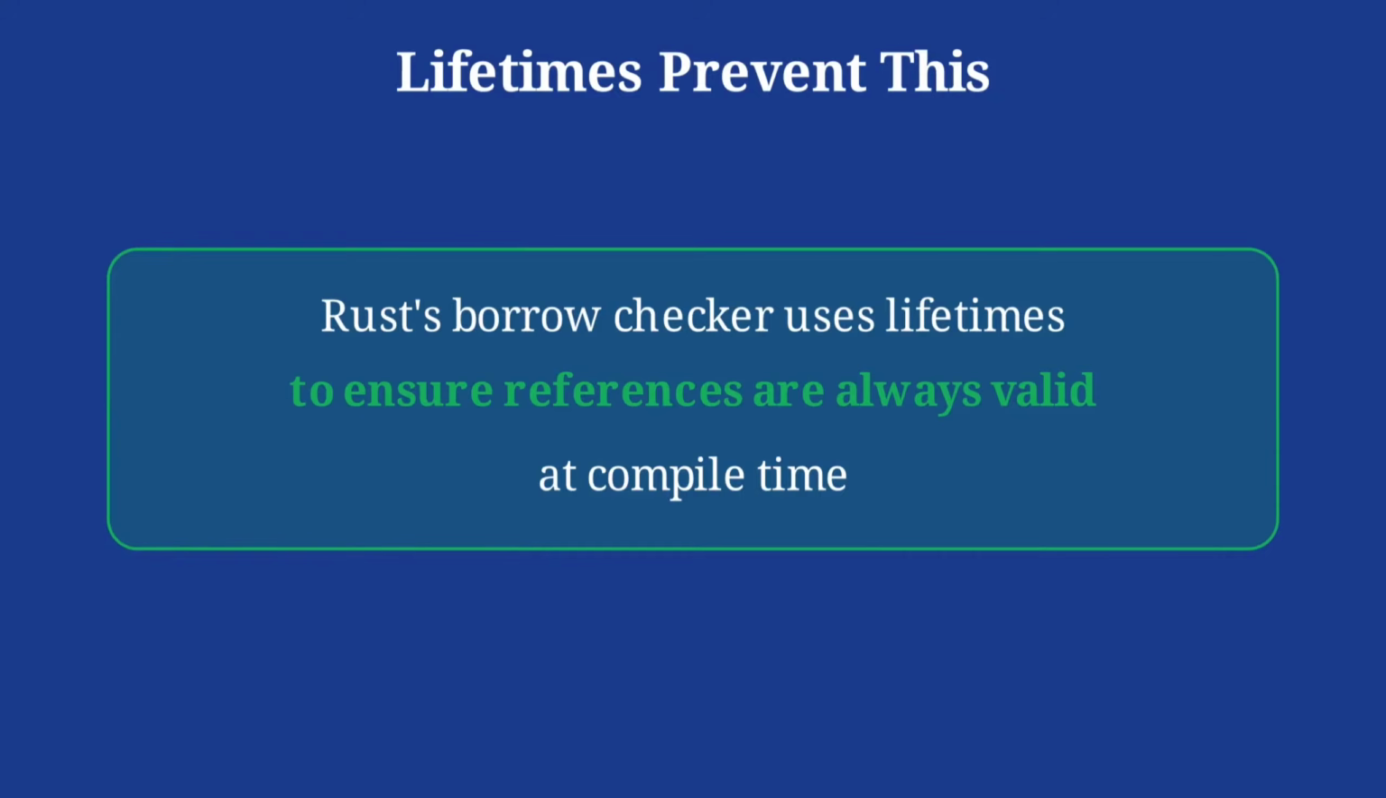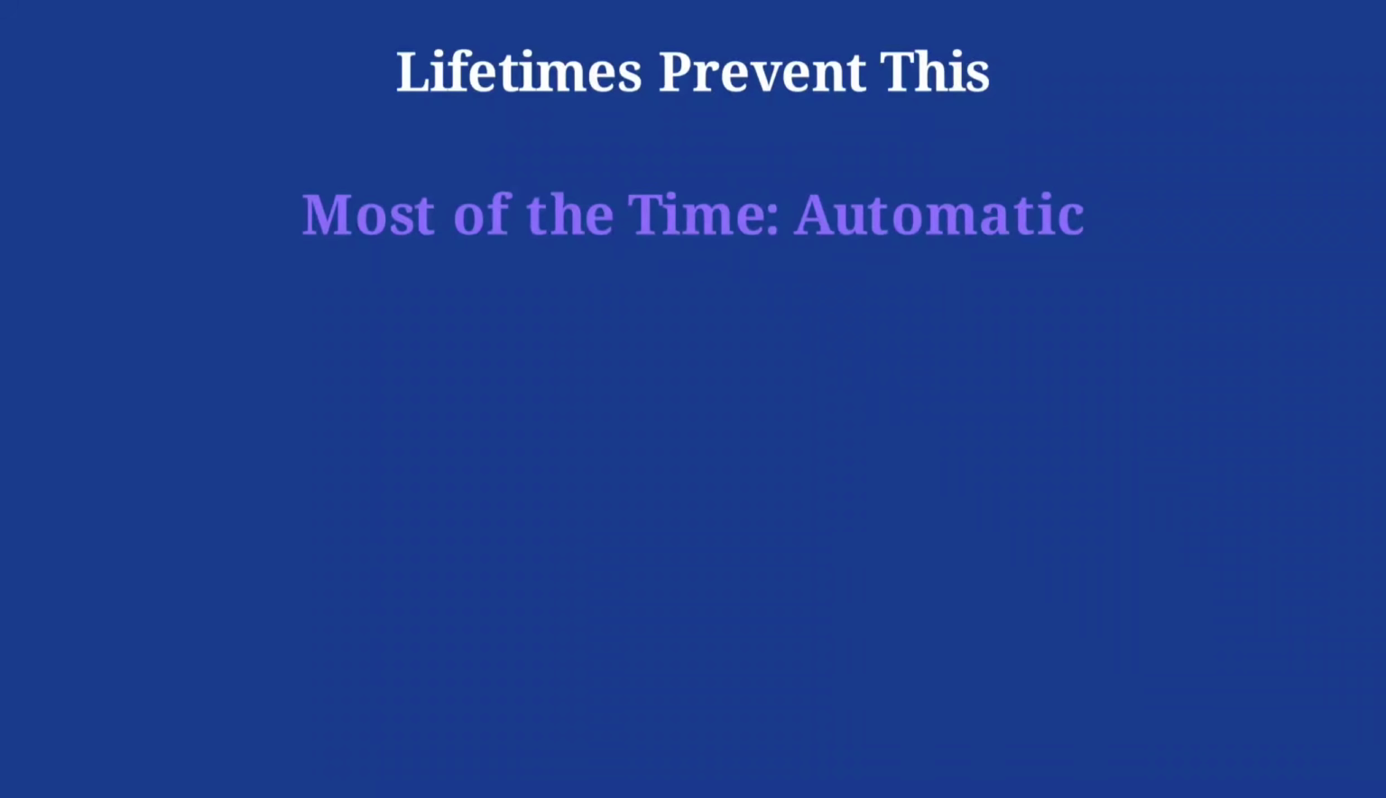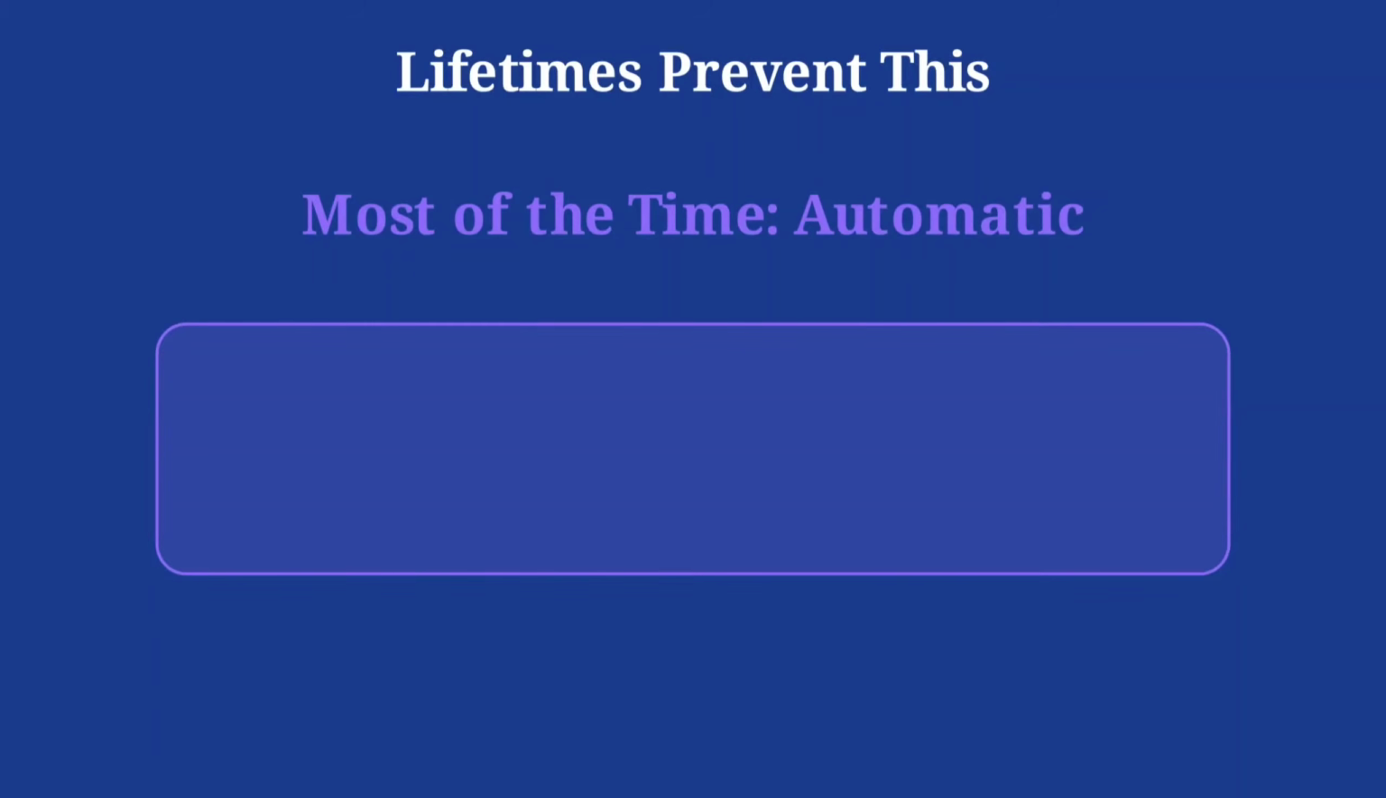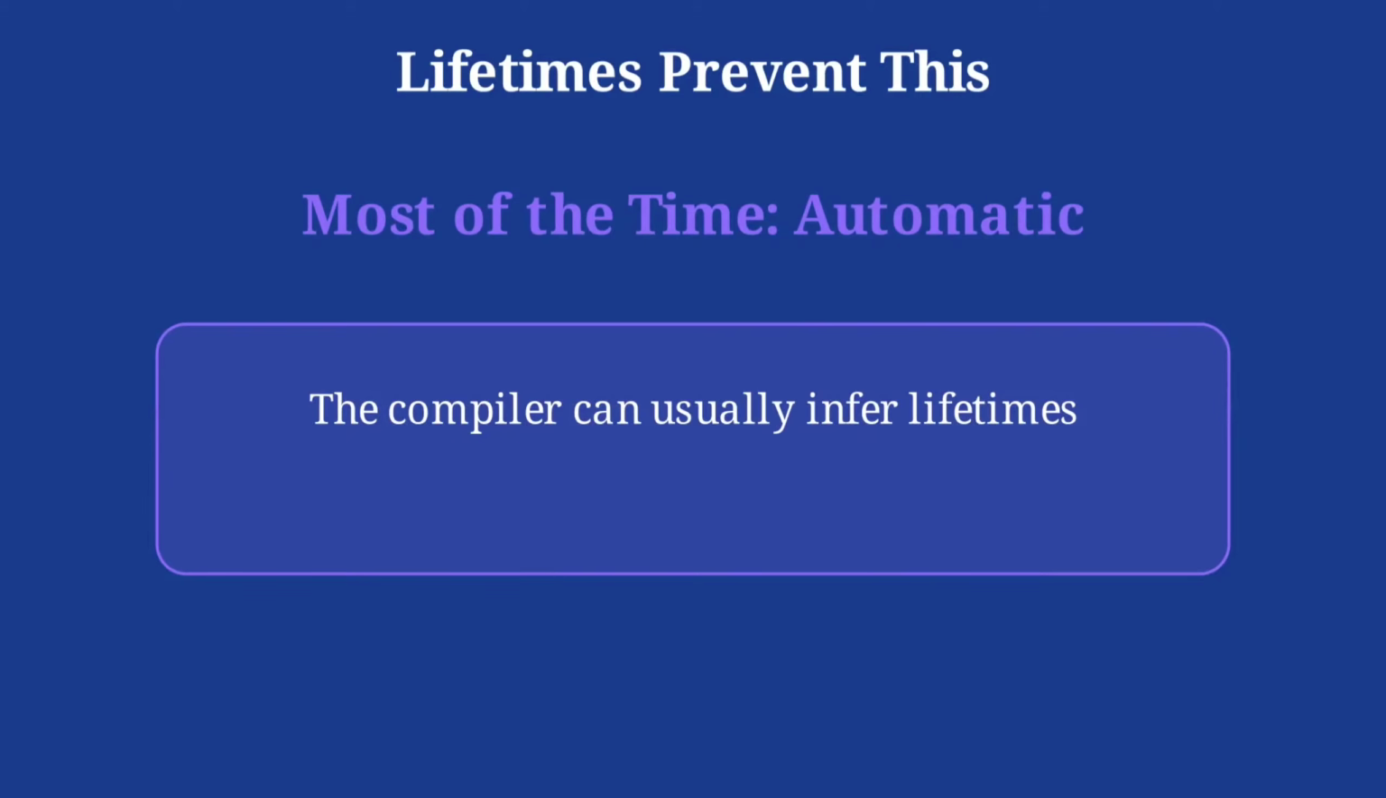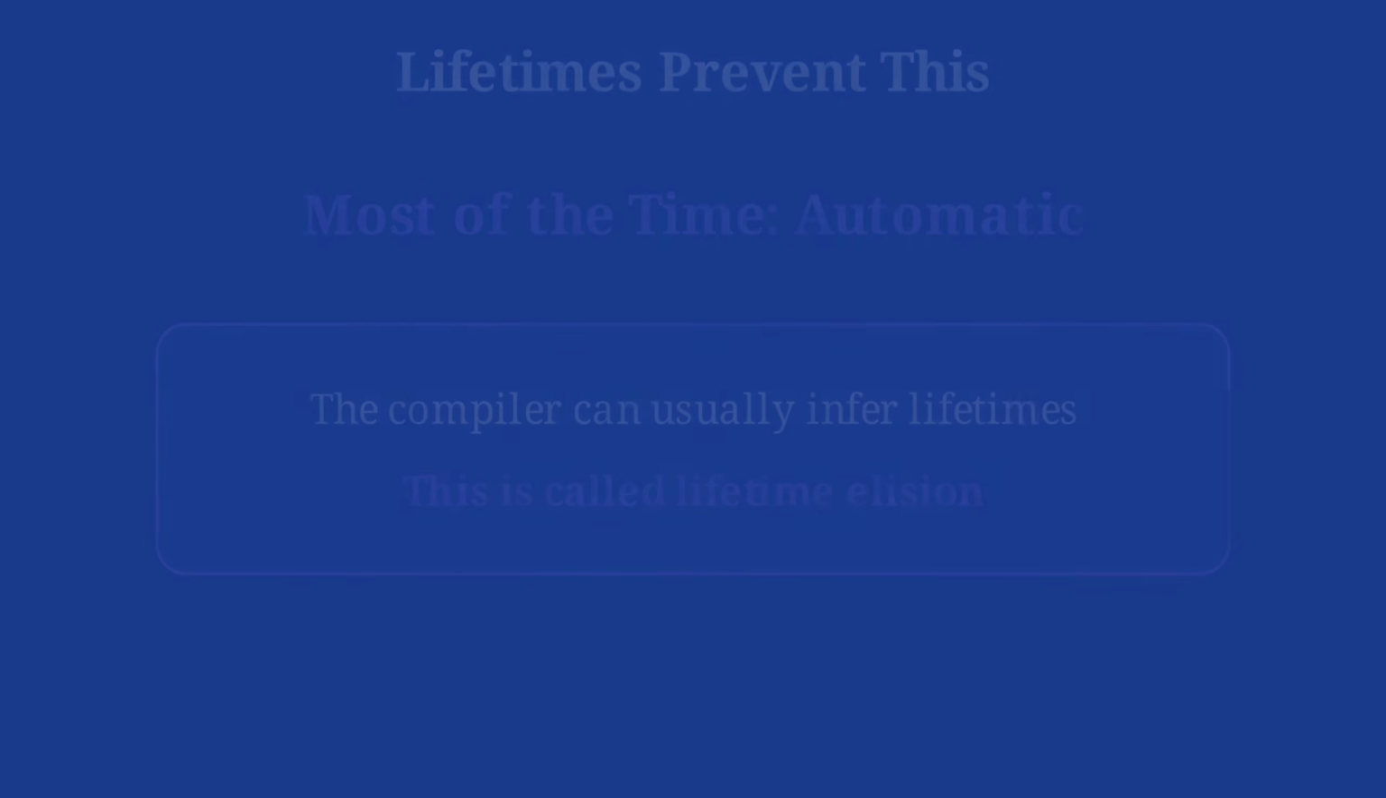Now, you might be thinking, I've written code with references, but I've never typed a lifetime. That's because most of the time, the process is automatic. The compiler can usually infer the lifetimes for us based on common, predictable patterns. This powerful feature is called lifetime elision. Sometimes, however, the compiler's rules aren't enough and we need to be explicit.